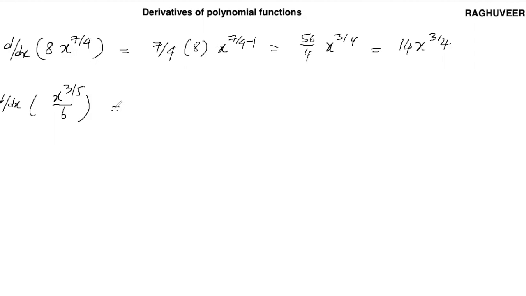Now let us find the derivative of this. So this is 3 by 5 multiplied by 1 by 6 x to the power of 3 by 5 minus 1, which is minus 2 by 5, and this results to 1 by 10 x to the power of 2 by 5.